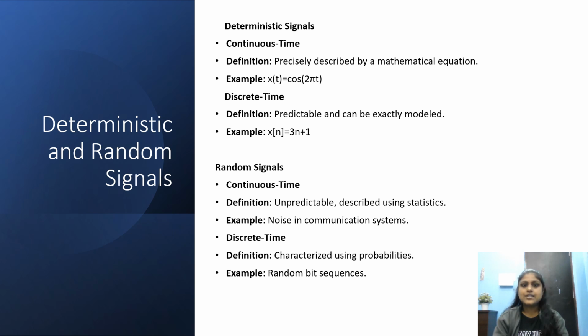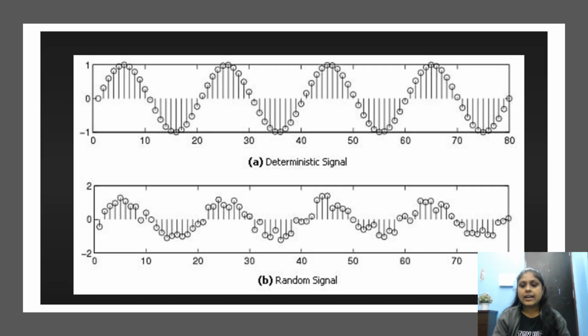Deterministic and random signals. Deterministic signals in continuous time can be described by mathematical equations, for example x of t is equal to cos 2 pi t. In discrete time they are predictable and can be exactly modeled, for example x of n is equal to 3n plus 1. Random signals in continuous time are unpredictable and described using statistics, for example noise in a communication system. In discrete time they are characterized using probabilities, for example a random bit sequence. This is the graphical representation of deterministic signals and random signals.